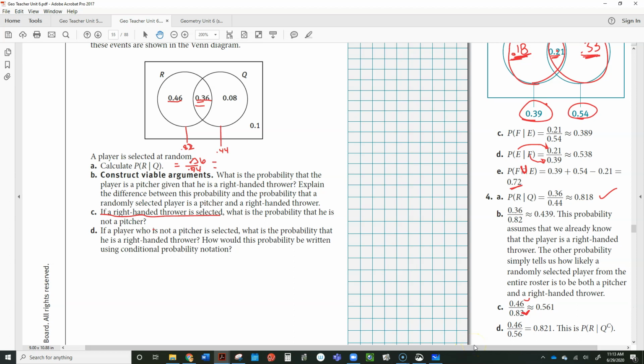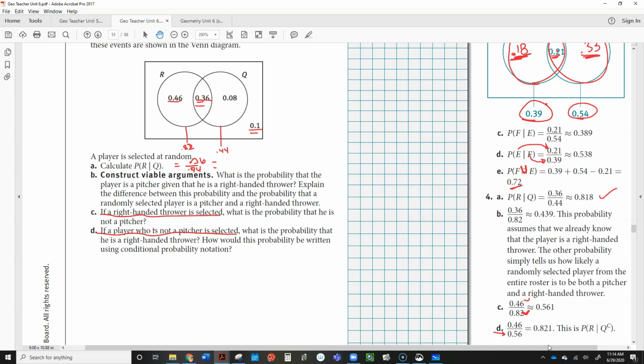Okay, the reason you don't include this one right here is because this one is not right-handed. So we have to include only the ones that are right-handed. So this number right here, 0.82, goes on bottom. If a player who is not a pitcher is selected, okay, this is our given. Given that not a pitcher is selected, where did the 0.56 come from? That's the given part. That's not a pitcher.